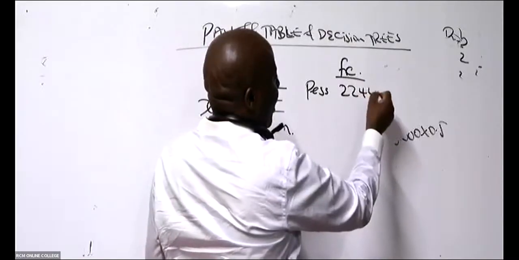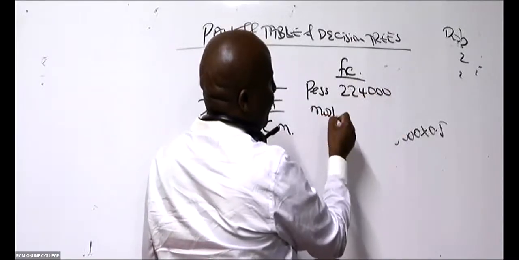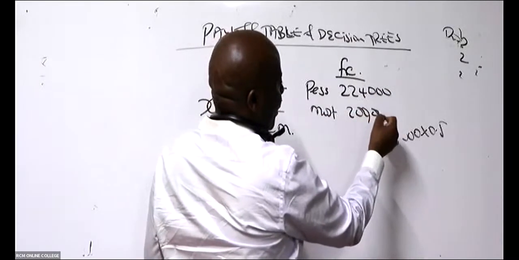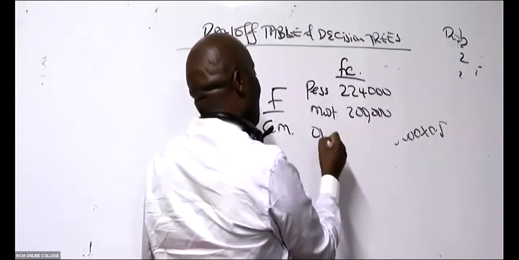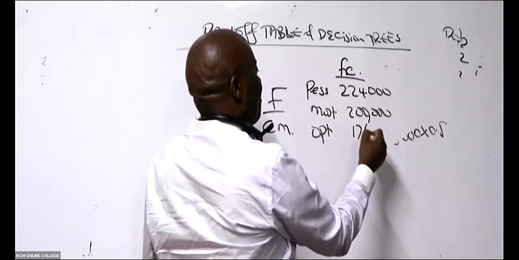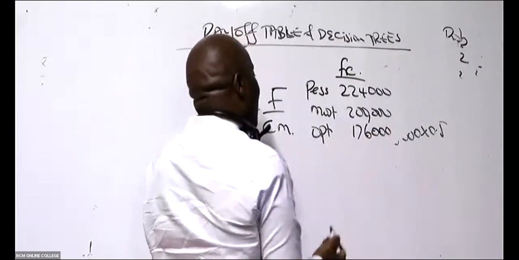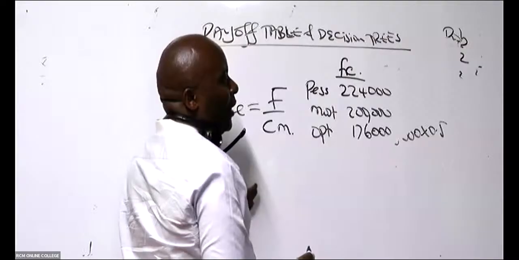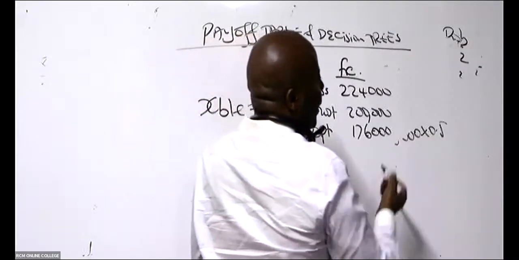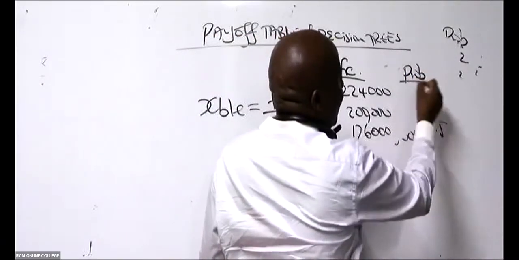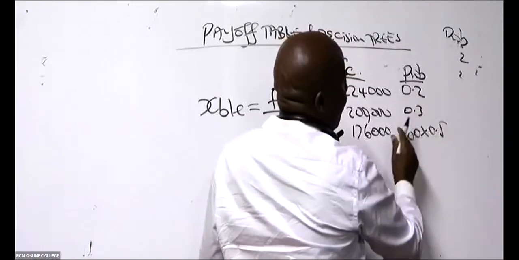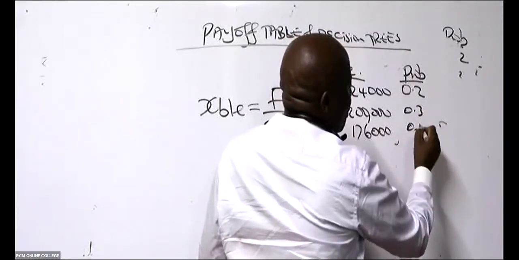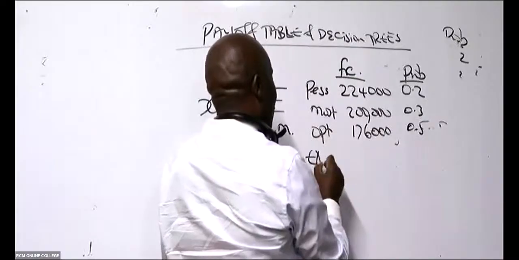224,000. Most likely 200,000. Then we have in this case optimistic. If we charge a specific price, we don't know which fixed cost will be incurred. But fortunately, we know the probabilities: 0.2, 0.3, and then what here, somebody? So I can easily get what we call expected fixed costs.